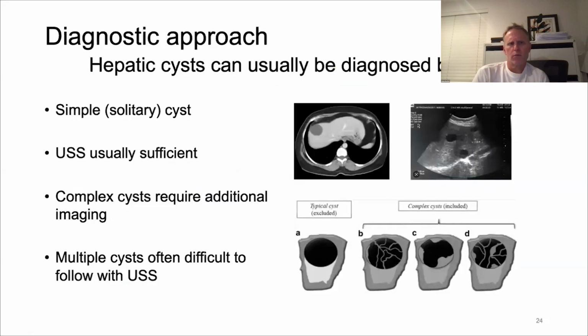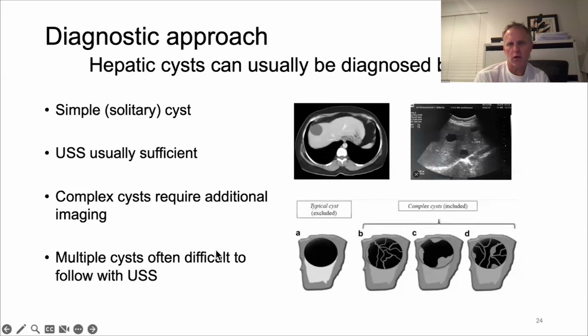So what is the diagnostic approach? Well, most, as I said, are diagnosed on ultrasound. Ultrasound is very, very good at characterizing cystic structures because they contain fluid, which enables us to get good windows. Most are what you would describe as a solitary benign cyst. The complex cyst sometimes requires further imaging.